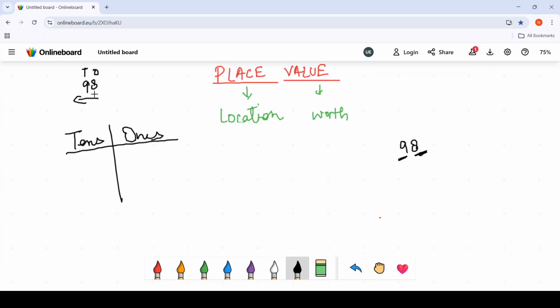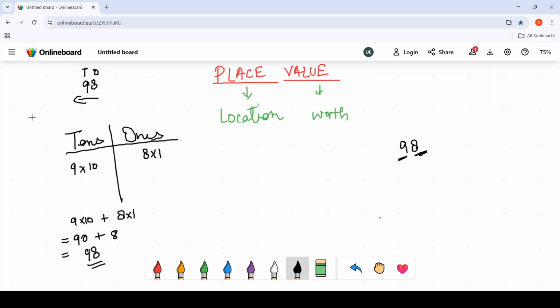All right, so the digit at ones place, multiply that with 1, and the digit at tens place will be multiplied by 10. Why? Because this is tens, so 10 times. So 9 multiplied by 10 and 8 multiplied by 1. Then we'll add them. 9 multiplied by 10 becomes 90. 8 multiplied by 1 becomes 8. Then 90 plus 8 becomes 98. So that's how we get this number.